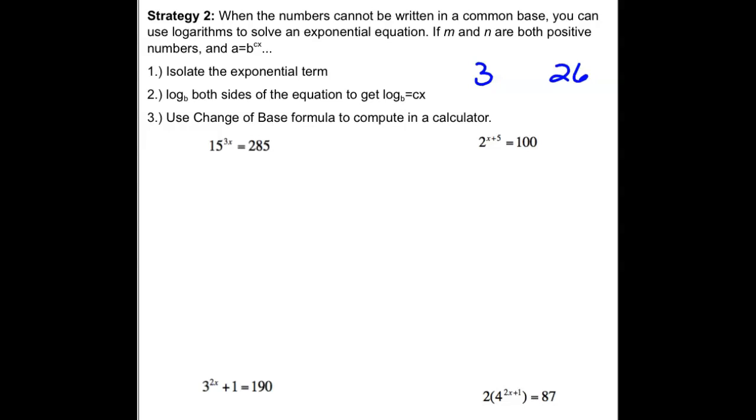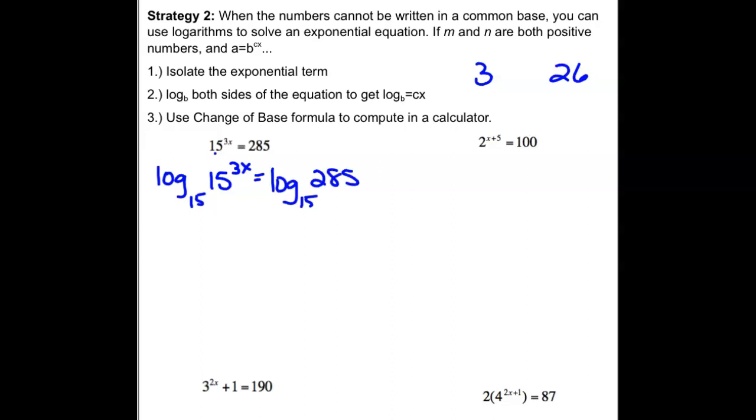The first thing we want to do is isolate the exponential term, just like before. But now we're going to use log base b on both sides. So we're going to take the log of each side, but we're going to use the base that we have in our exponential equation. So for our first one here, our base is a 15. 15 is being raised to a power. So we are going to take log base 15 of each side. So log base 15 of 15 to the 3x has to equal log base 15 of 285.